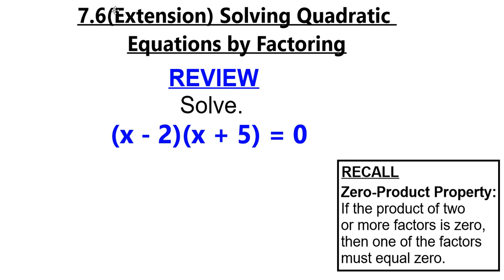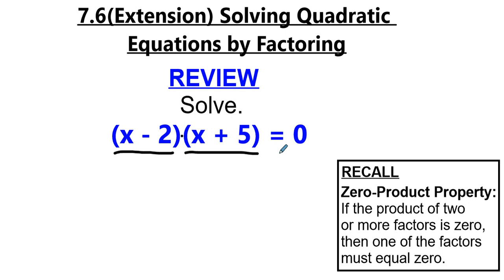So here we go. Before we get into the actual topic of solving quadratic equations by factoring, I want to do a review. This is from a couple of sections ago, where I gave you a problem like this, where it was already factored, so the product of two binomials, and it was set equal to 0. So we're multiplying two factors and getting out a 0.